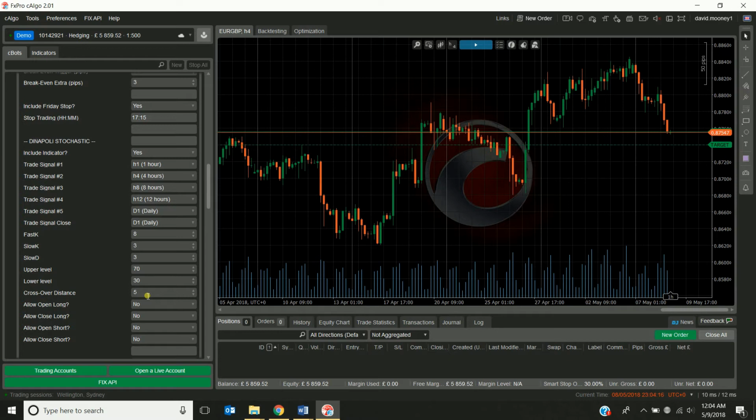So the allow open long and open short parameters at the bottom here are fairly self-explanatory in that they are set to yes or no based on whether you would like DiNapoli to be able to open both buy and sell trades, and the same principle applies to the allow close long and short, meaning of course whether you want the DiNapoli to be responsible for both closing the long and short trades.